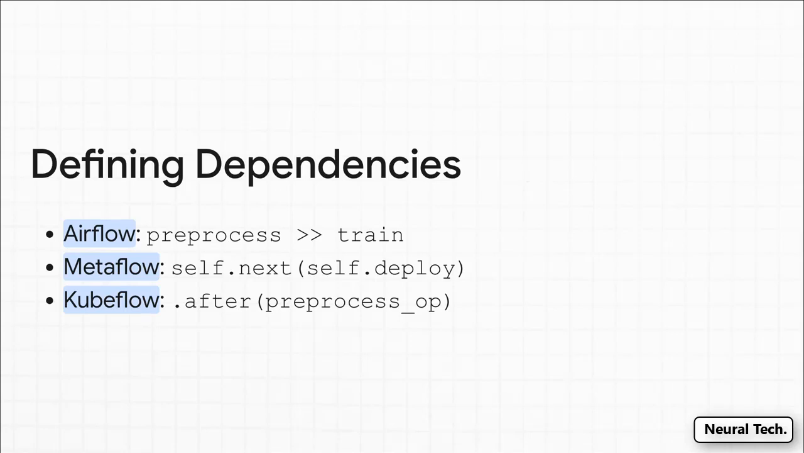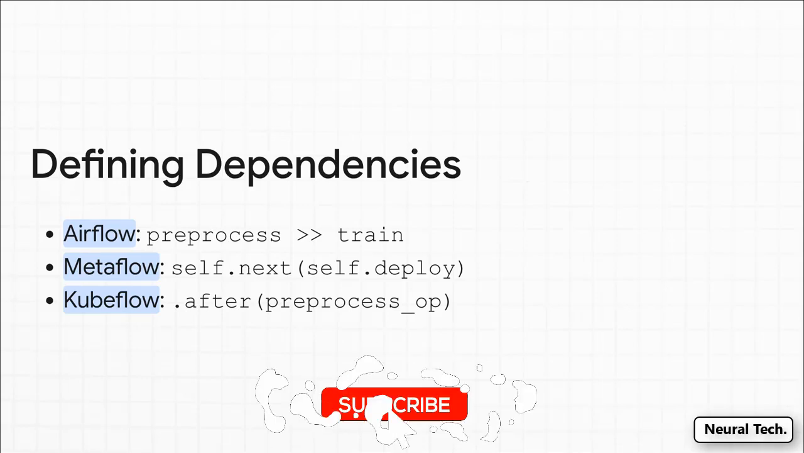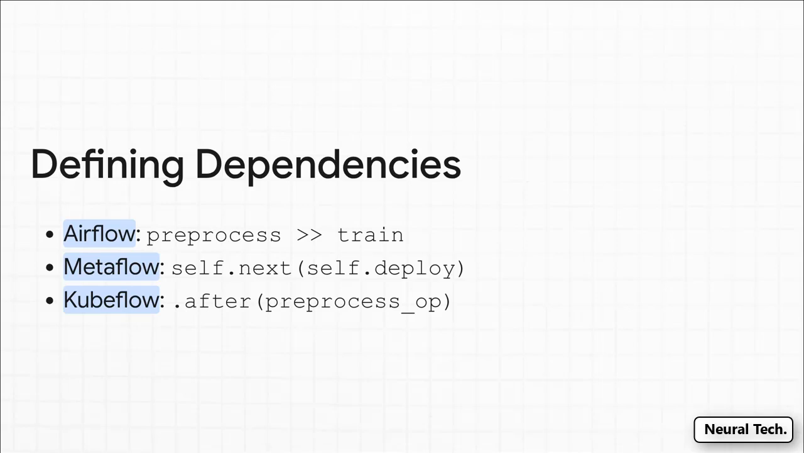MetaFlow uses a self.next call inside a class method, and Kubeflow uses an after method. But they're all doing the exact same thing. They're defining tasks and saying, hey, this task has to run after that one. They're all building what we call a directed acyclic graph, or a DAG. And that DAG is the blueprint for our entire ML factory.